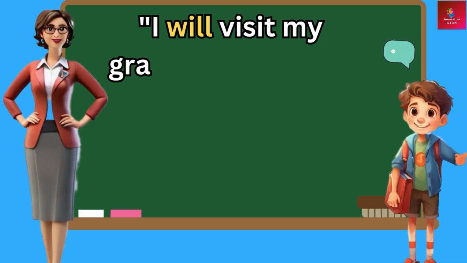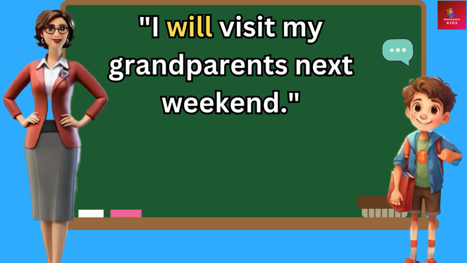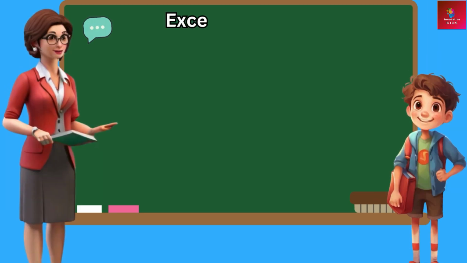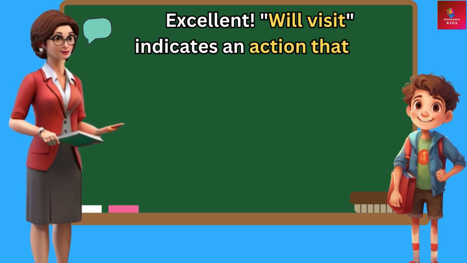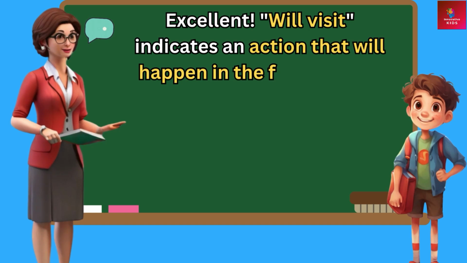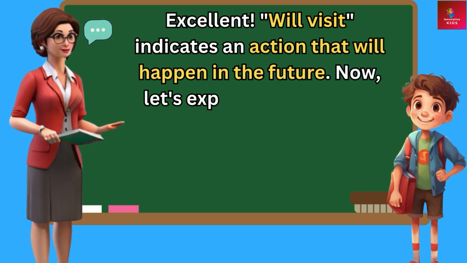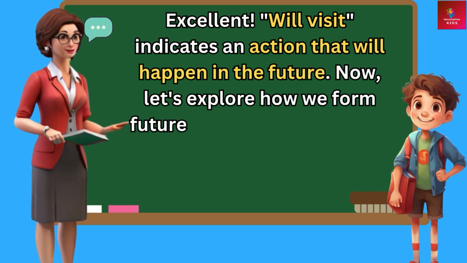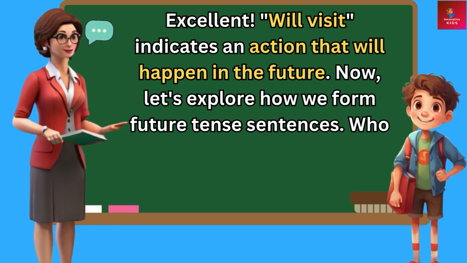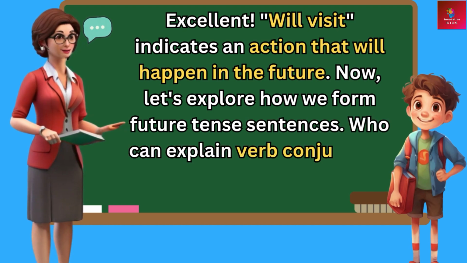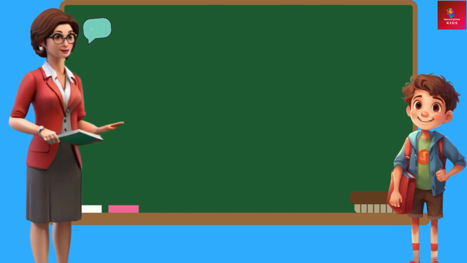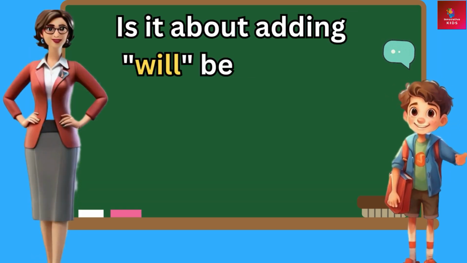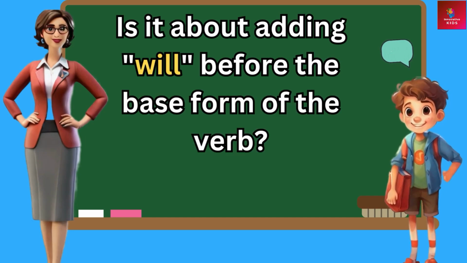I will visit my grandparents next weekend. Excellent. Will visit indicates an action that will happen in the future. Now, let's explore how we form future tense sentences. Who can explain verb conjugation in the future tense? Is it about adding will before the base form of the verb?